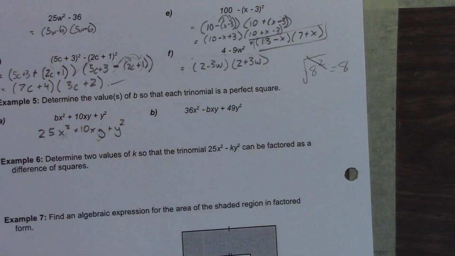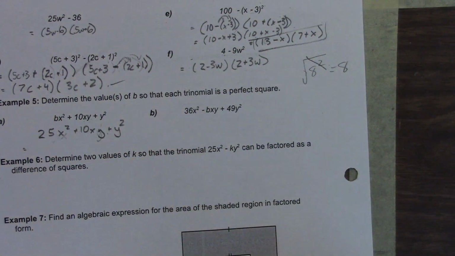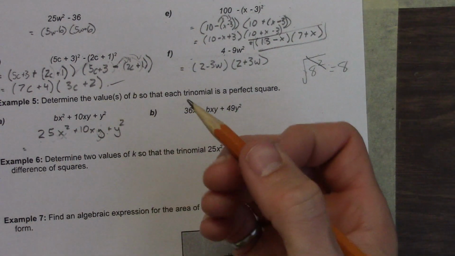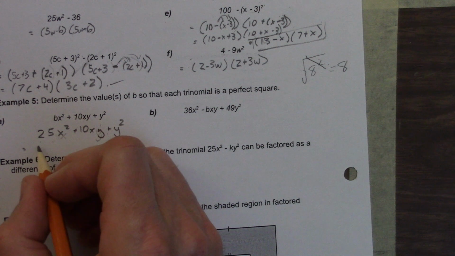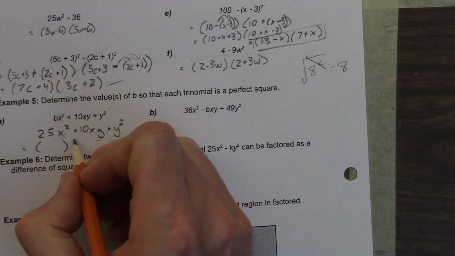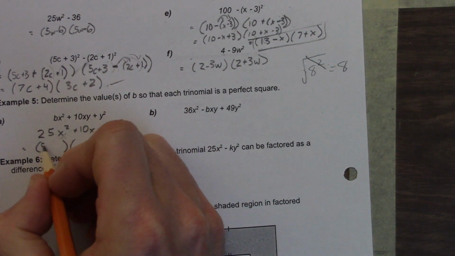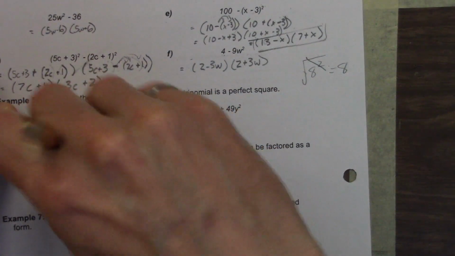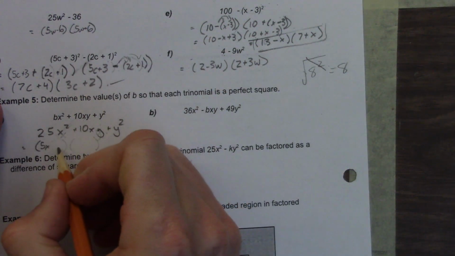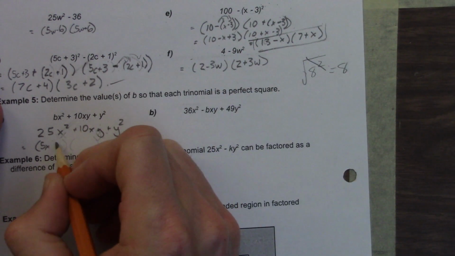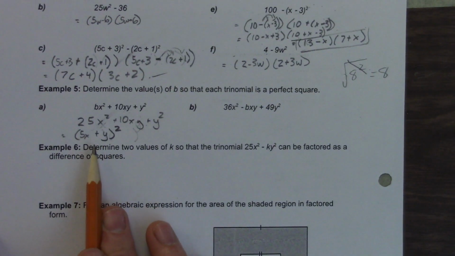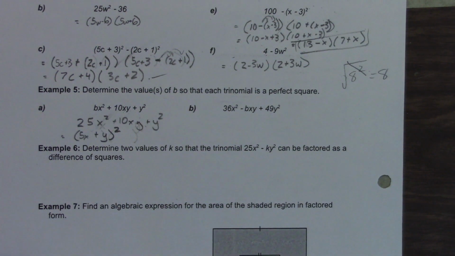Now, why 25, Ethan, and not 5? Right, you need to square root it, right? So you would have this and this, 5x and then plus y squared. Right? Next one.